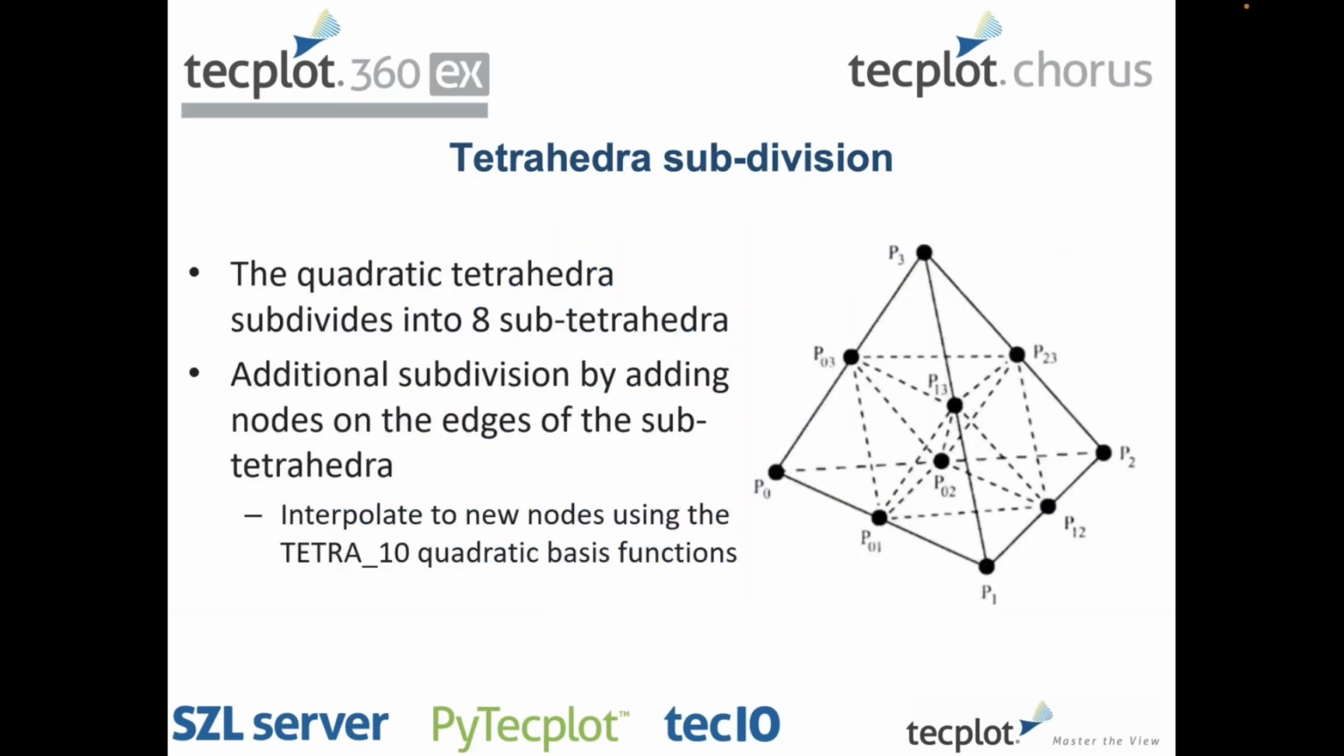So a quick word on subdivision, I'm just taking the example of a tetrahedra. It's quite similar for other element types such as prisms, pyramids, hex, bricks, and so on. Here you have a quadratic tetrahedra.